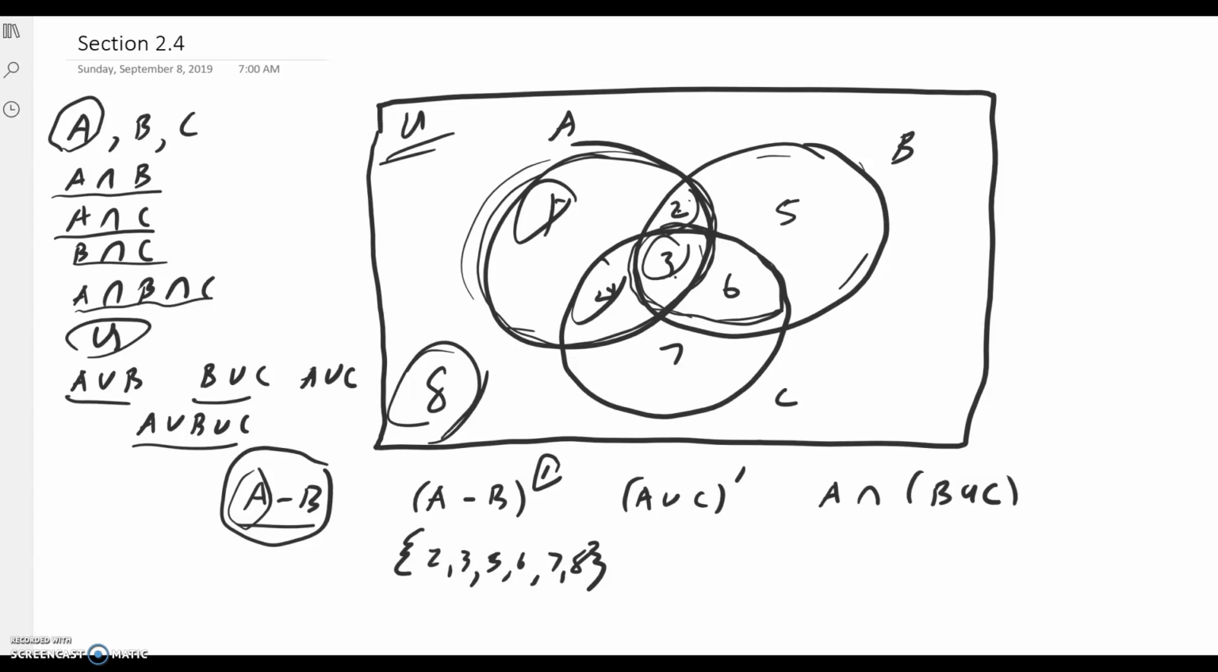A union C, take the complement. A union C are all these numbers inside here. The complement is everything that's outside these two circles. Well, that's just 5 and 8. So the answer here would be 5 and 8. Here we take B union C. That's everything that's in these two circles. That's 2, 3, 4, 5, 6, 7, and we intersect it with A. So what is both in these two circles somewhere and in A? It's 2, 3, 4. So it's just 2, 3, 4.